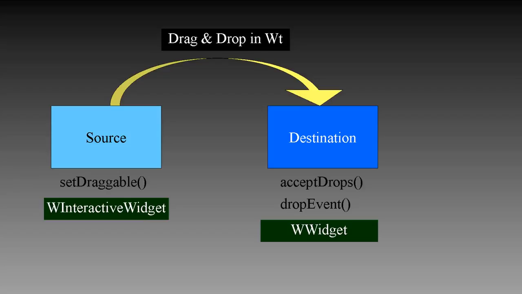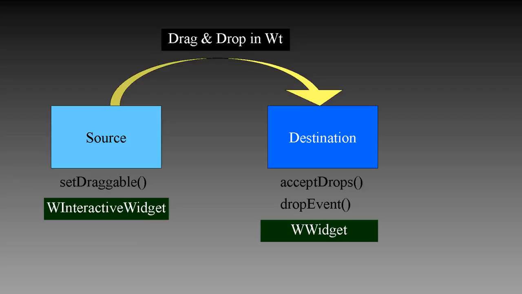So as you can see from the illustration that I have, we have the WIDI InteractiveWidget, which has a set draggable method, and in the destination class we have the WIDI widget, and it has an accept drops method and a drop event method. Now let's go ahead and look at the source. Our source widget is the widget that is going to be dragged over to its destination, and we need to be able to set a method that enables it to be draggable. So basically we look at the WIDI InteractiveWidget.